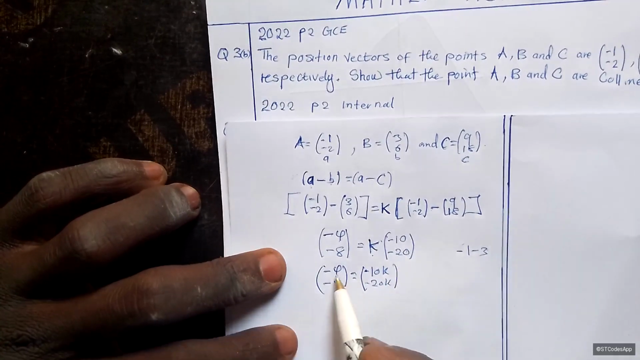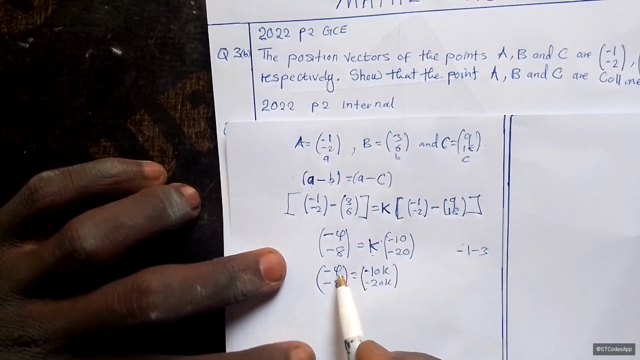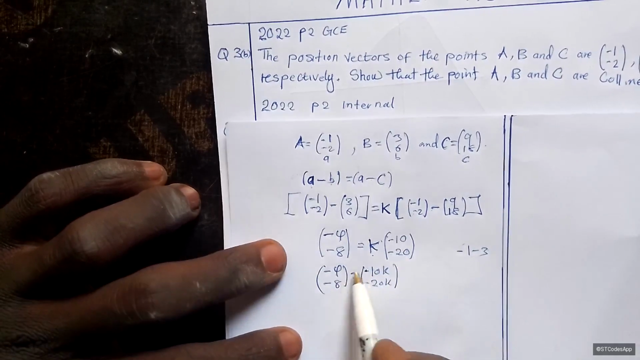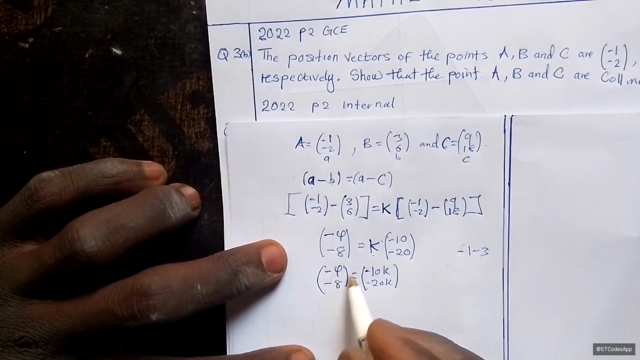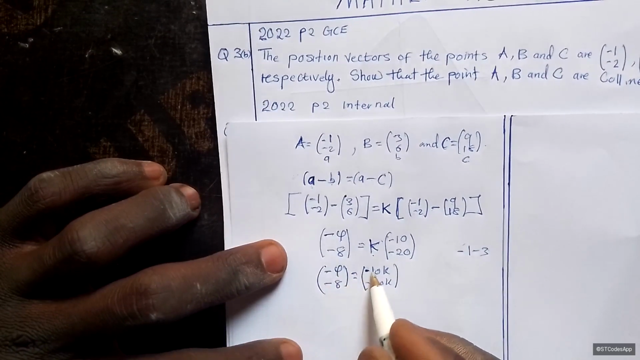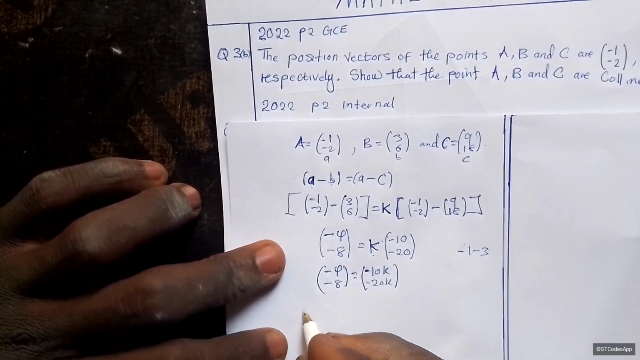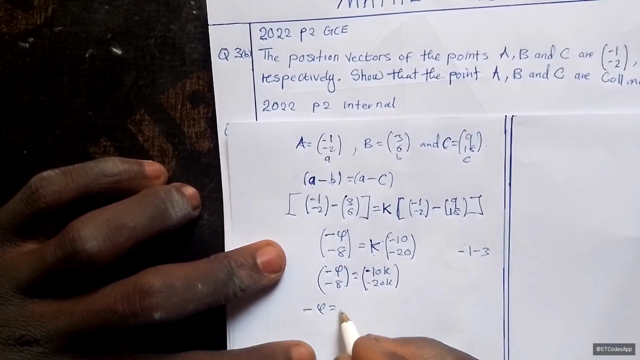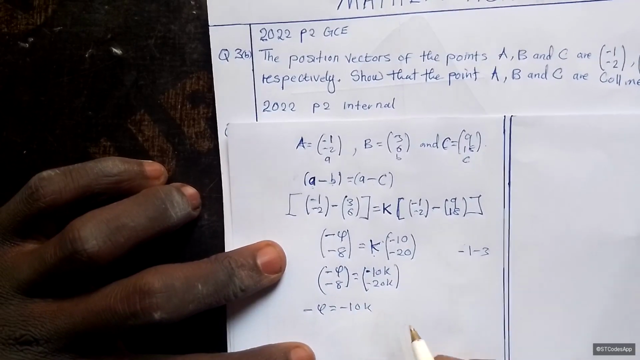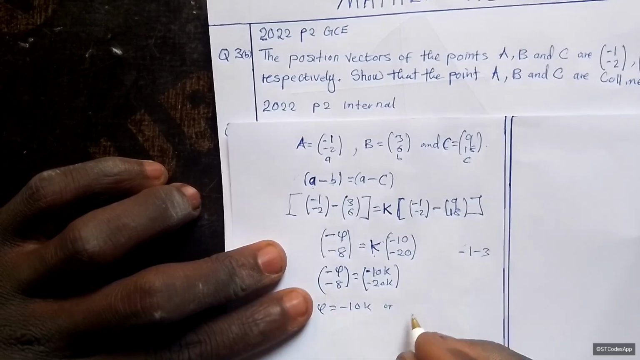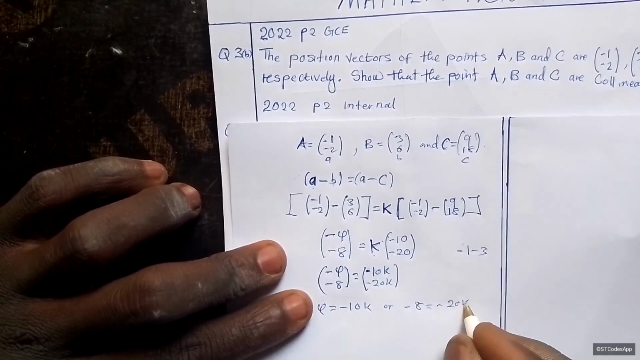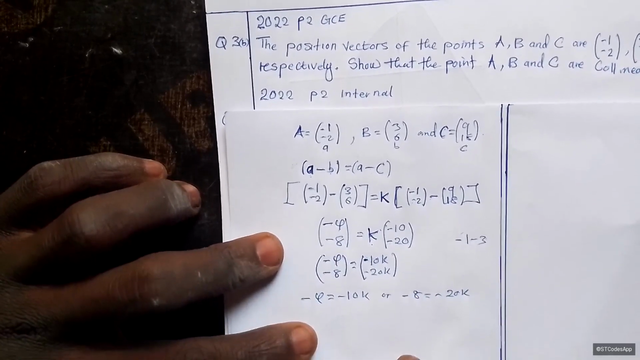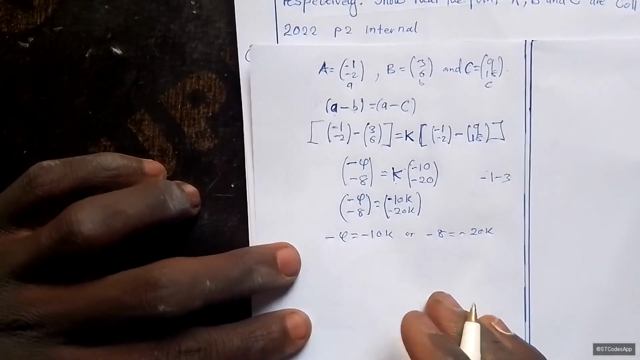Now, as for this one here, as you can see, the things on top here are going to balance. What I mean here is like this. So negative 4 is going to go with negative 10k, or negative 8 is going to go with negative 20k. Okay. So let's move on.